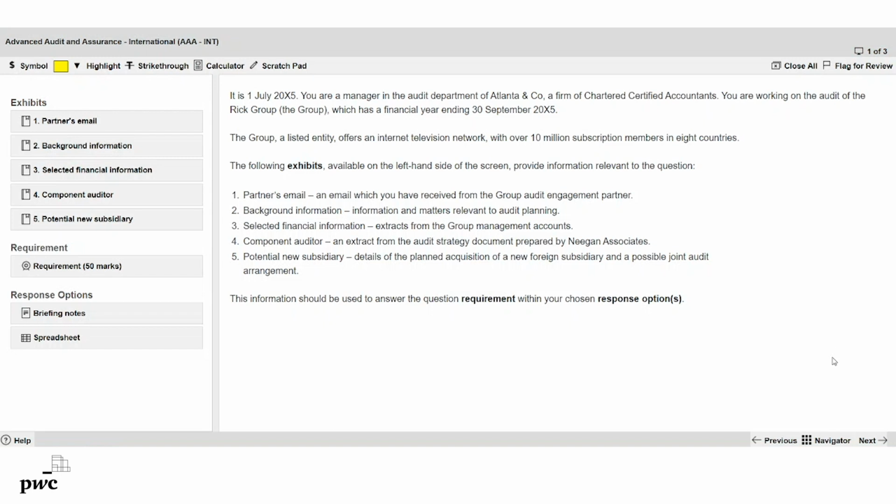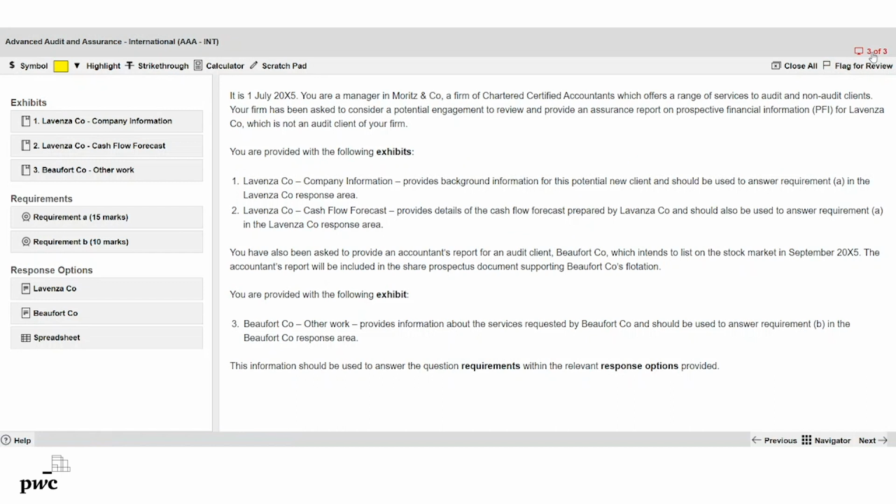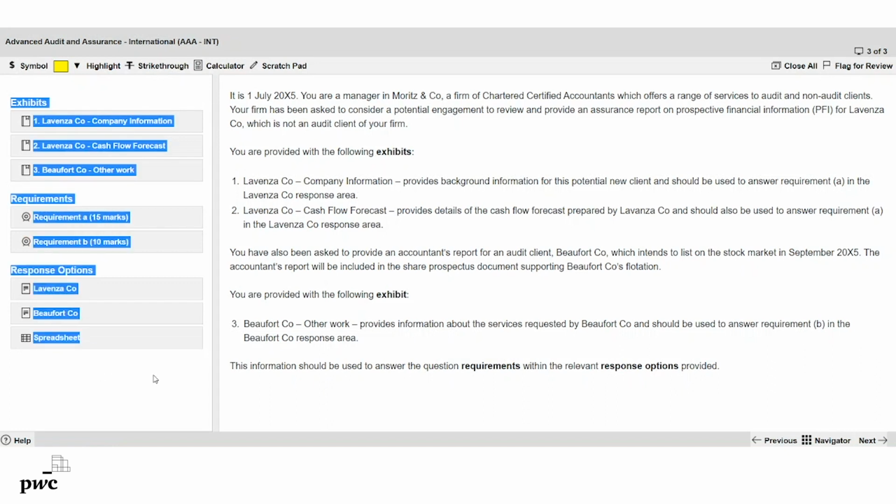My first recommendation is that you should move through the whole exam and read the requirements of all 3 questions so that you know what is ahead of you. The moving can be done easily by using these buttons in the bottom right corner. So if I hit next, I can get to question number 2, and question number 3.